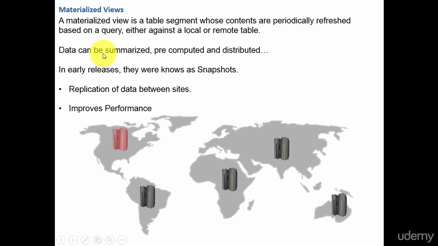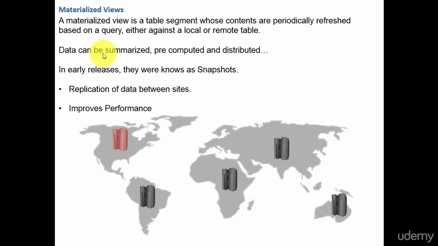Whenever we are creating these materialized views, you can take the data, summarize it at the grain you want, and pre-calculate things like your shipping cost or your net profit. You can do all those calculations and create those materialized views and then distribute them to the servers wherever you need that data. In the early releases of Oracle, these materialized views were called snapshots.